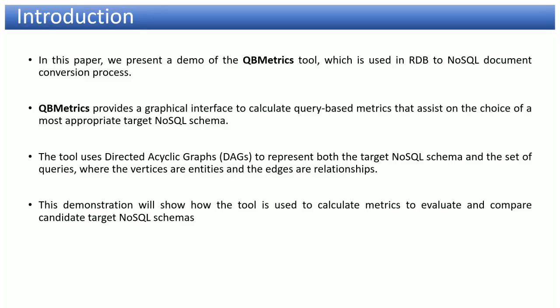In this paper, we present a demo of the QBMetrics tool, which is used in the RDB to NoSQL document conversion process. QBMetrics provides a graphical interface to calculate query-based metrics that assist in the choice of the most appropriate target NoSQL schema. The tool uses directed acyclic graphs, or DAGs, to represent both the target NoSQL schema and the set of queries, where the vertices are entities and the edges are relationships. This demonstration will show how the tool is used to calculate metrics to evaluate and compare candidate and target NoSQL schemas.